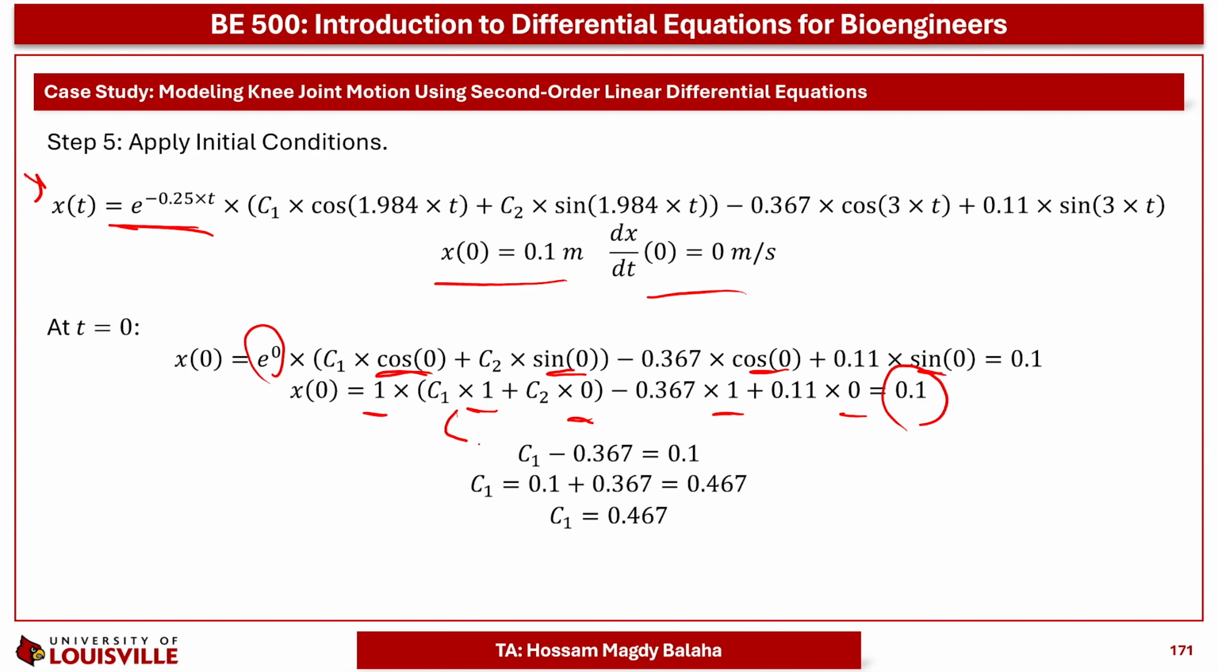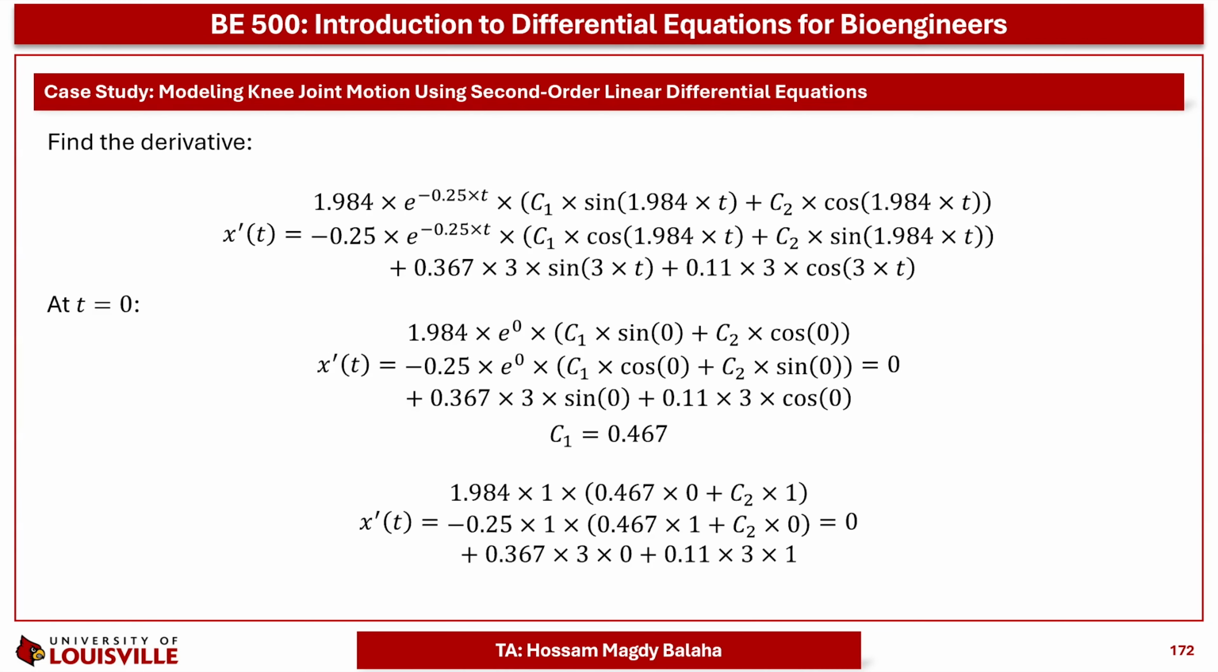Simplify, you will get that C1 minus 0.367 equals 0.1, and by solving for C1, you will get that C1 equals 0.467. Now, we need to get C2. Simply apply the derivative to get x prime of t by applying the derivative to the whole equation of the general solution.